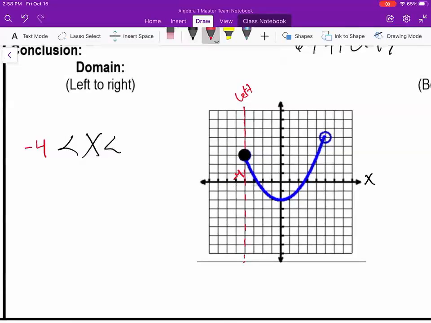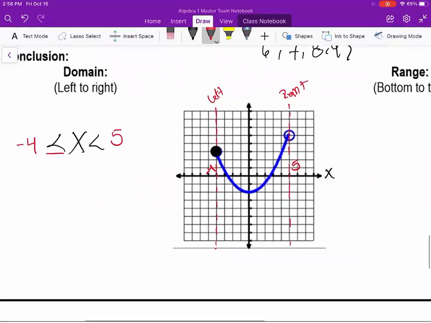From the right side, it ends at 1, 2, 3, 4, 5. Now notice that one of the circles is closed, the other one is open. When you have a closed circle, we're going to have an equal sign under the inequality symbol. When it's open, we're not going to write anything. So the domain of this function would be from -4 to 5.